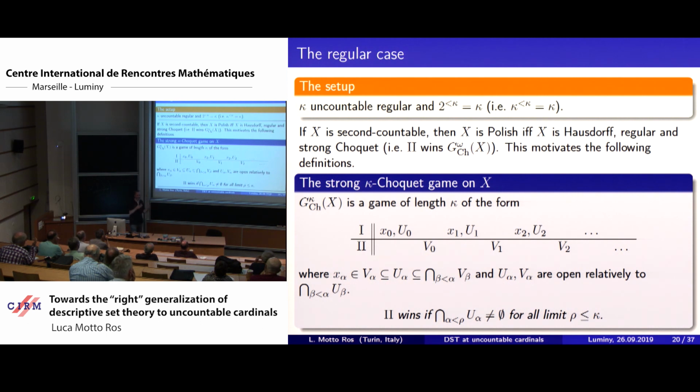okay? Because maybe they play and the intersection is empty, and if it is empty, player 1 cannot play a point inside, okay? So player 2 must ensure not only that in the end the intersection is non-empty, but that it's non-empty everywhere, at all limit levels, okay? But it's a natural generalization. This is due to Koszt-Schlicht.